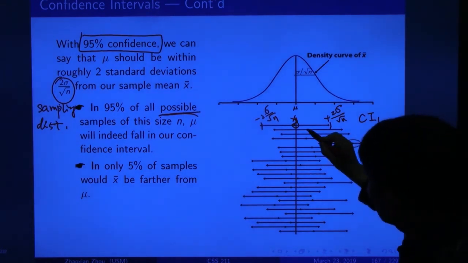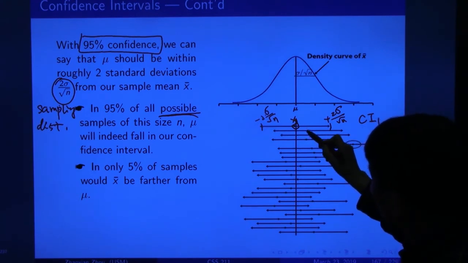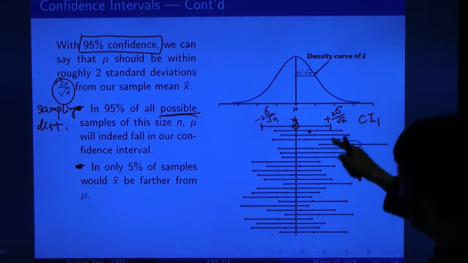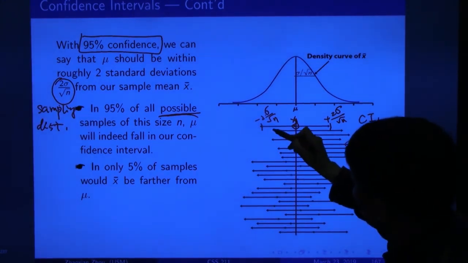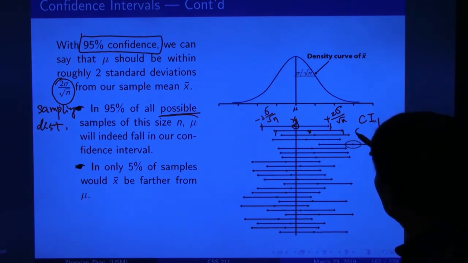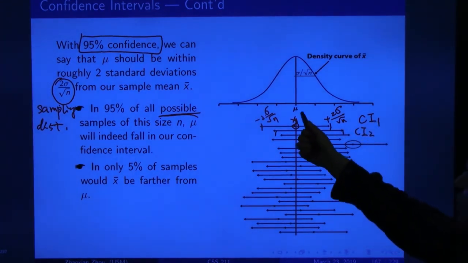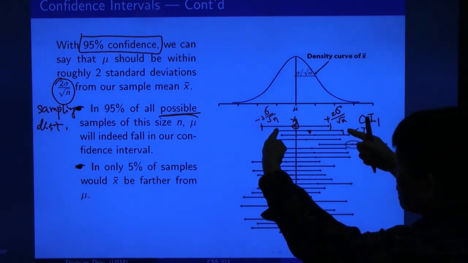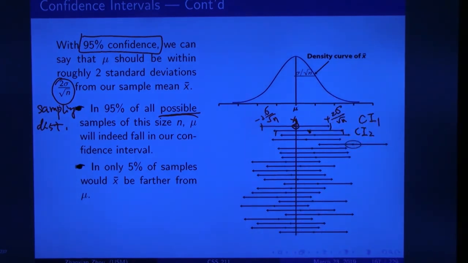How about the second one? The second one is here. The second x bar 2 is here. And plus minus 2 of this, it will give us the second interval from here to here. So that's the second interval. So that is C, confidence interval 2. And let's check the mu. The mu, yes, it is within this range. Because mu is here, right? It's within this range.